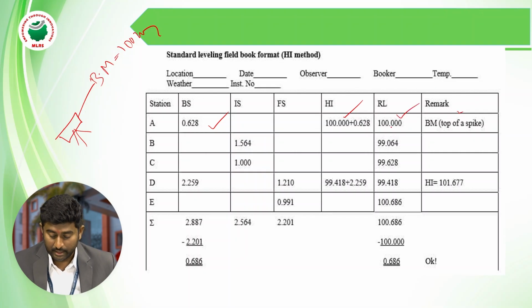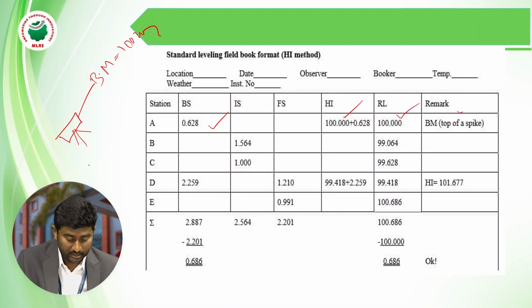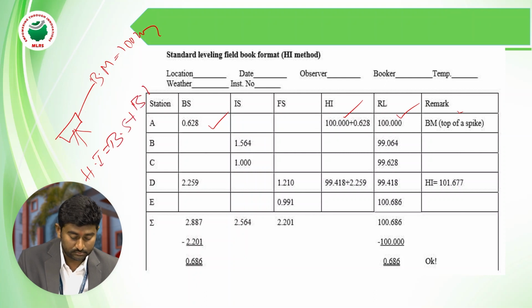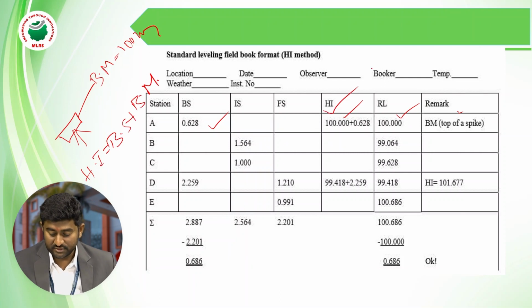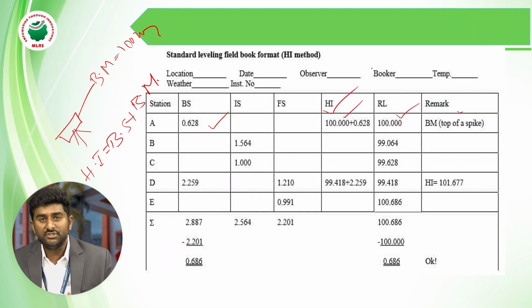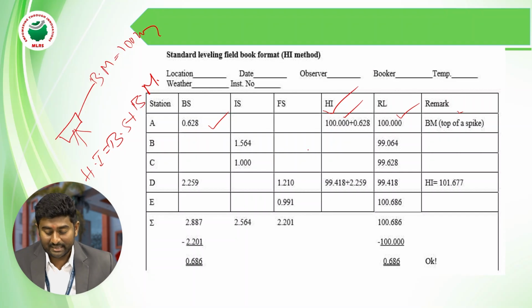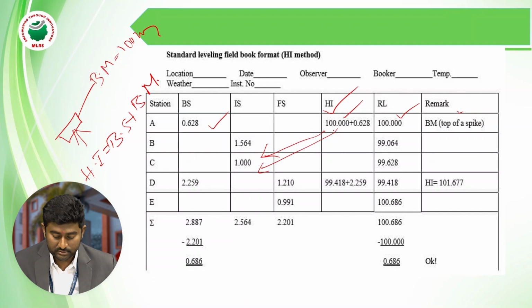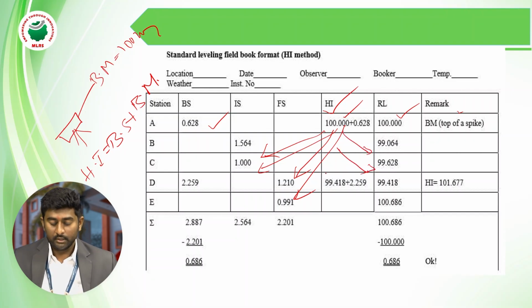Next, coming to the reduced level, 100. Height of the instrument, HI, equals backsight plus benchmark. This is the height of the instrument method. In this method, you subtract the intermediate values and foresight values from the height of the instrument. Automatically, you can find out the reduced levels. Reduced level 1, reduced level 2.